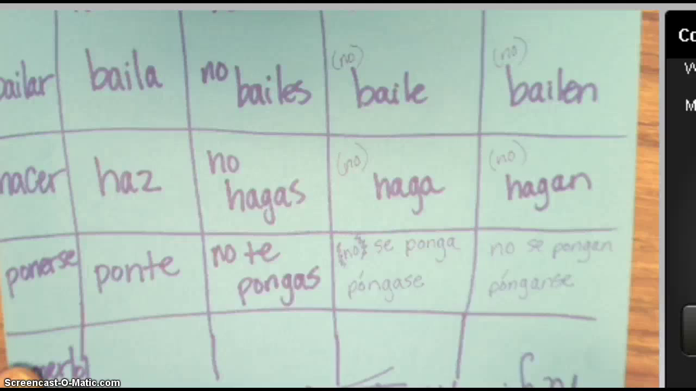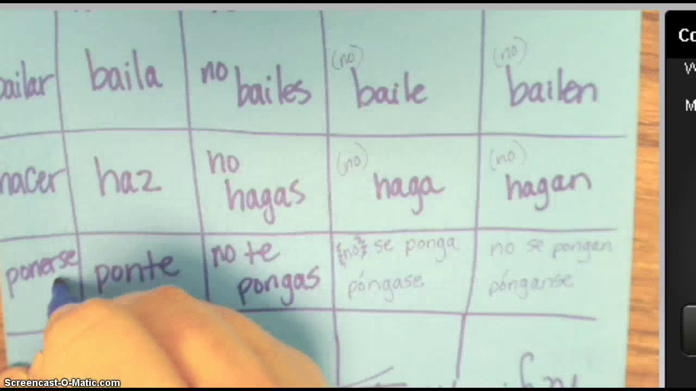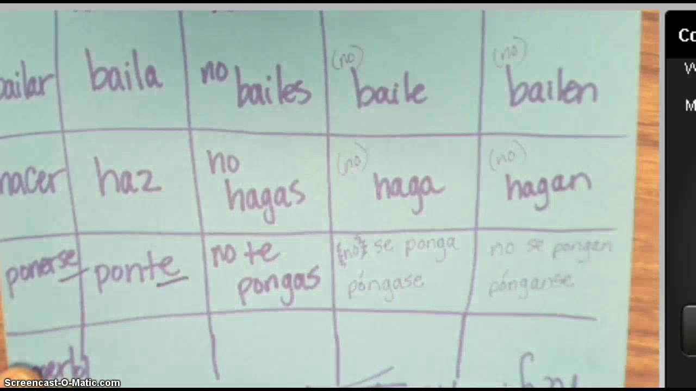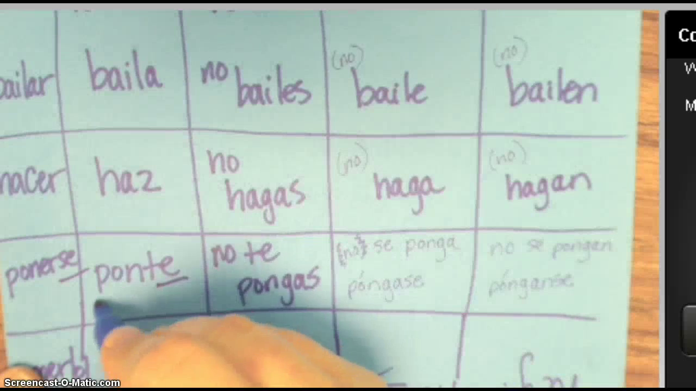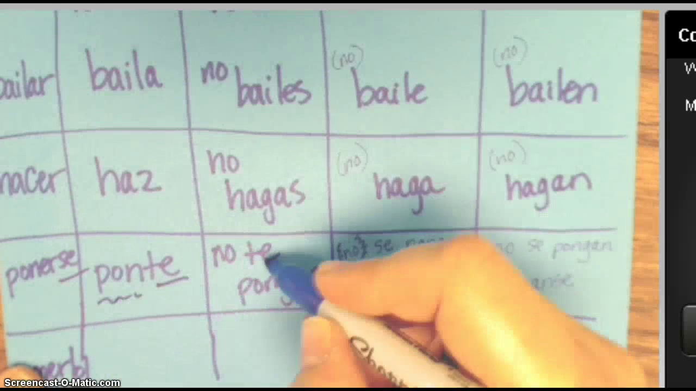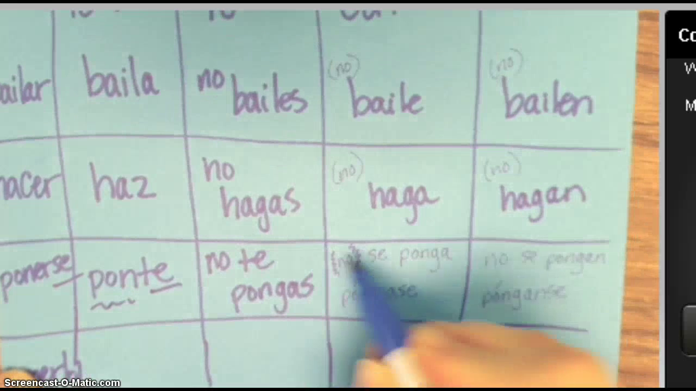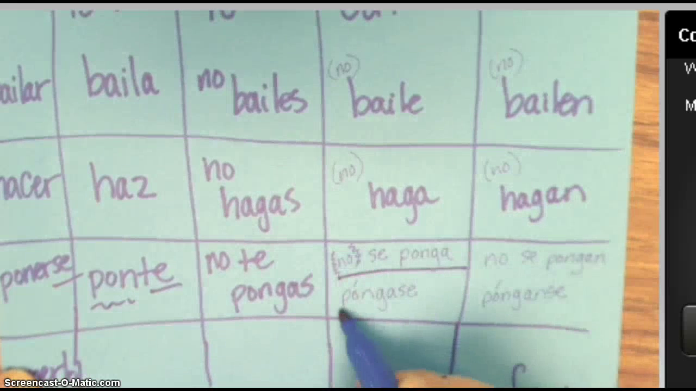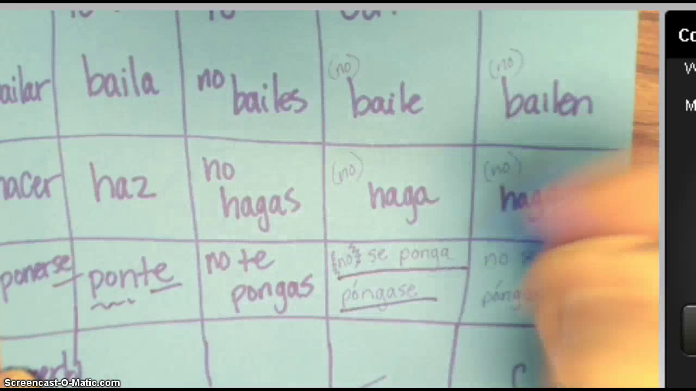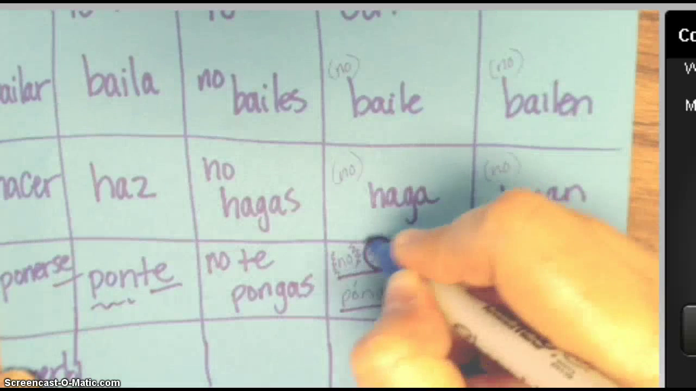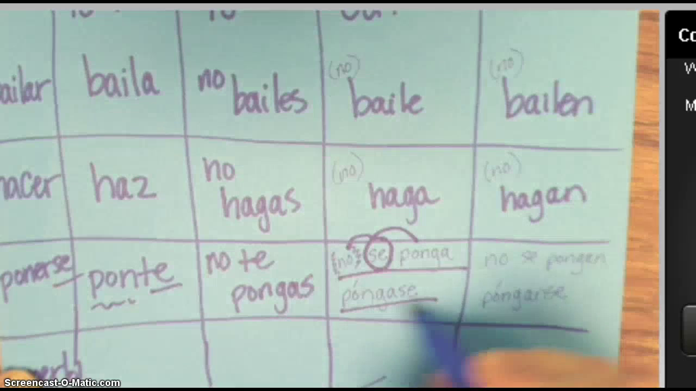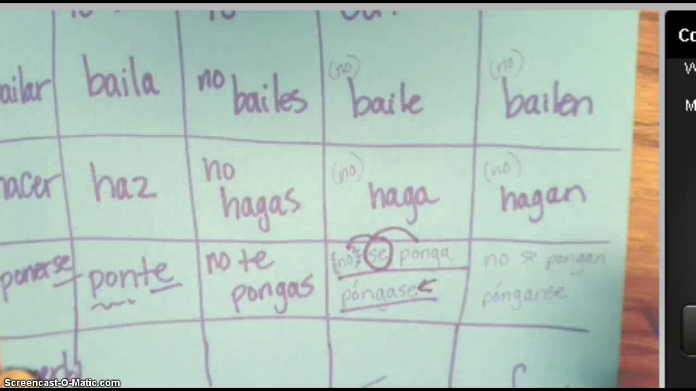For ponerse, it's going to be ponte, because this is the tú form, so it's going to end in te, and it's also irregular with that pon. And then no te pongas, it's a go verb again. And then over here, it's either going to be no se ponga or póngase. Again, it's going to go in between no and the verb if it's negative, or it's going to go on the end if it's affirmative. And then no se pongan or pónganse.